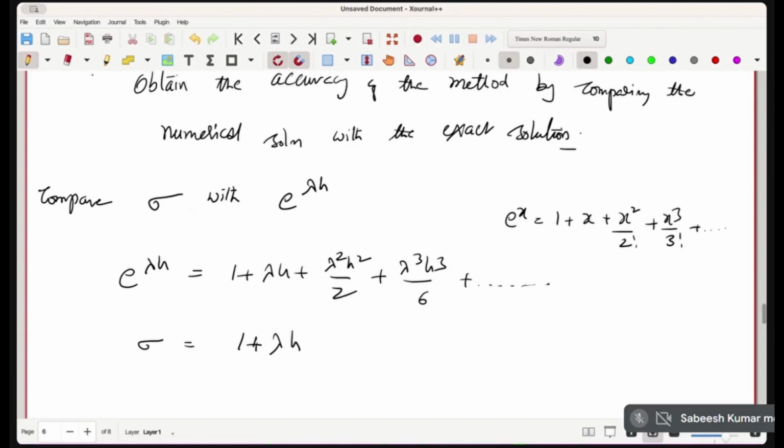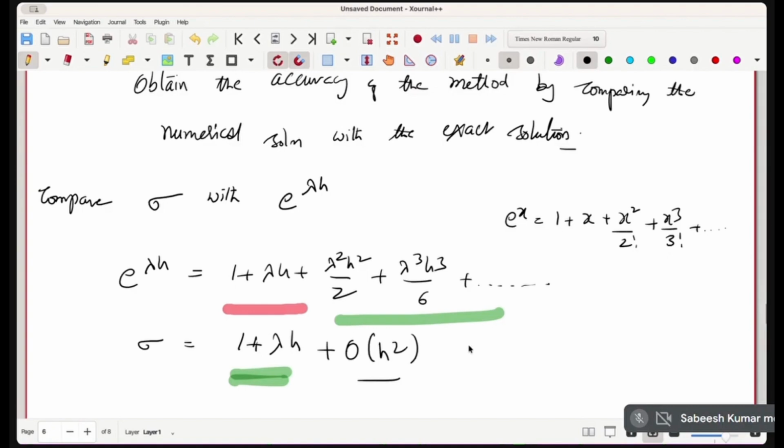Now you see a very good comparison. The explicit Euler method is only modeling this to the first two terms of the expansion, right? It only has the first two terms. The remaining terms it doesn't have. So it is only matching up to 1 plus lambda h. That means it basically has order h square as the accuracy, right? This is what we have already seen. I mean, we have not done it in this way, but we said because using Taylor series expansion, we are including only the first two terms, that's why it has an order of accuracy of h square.